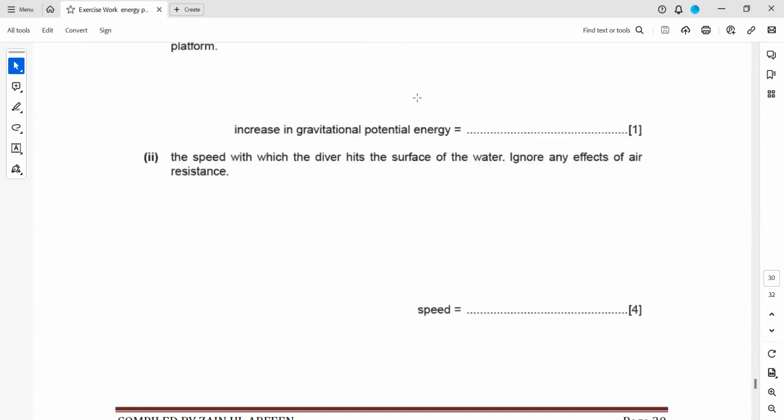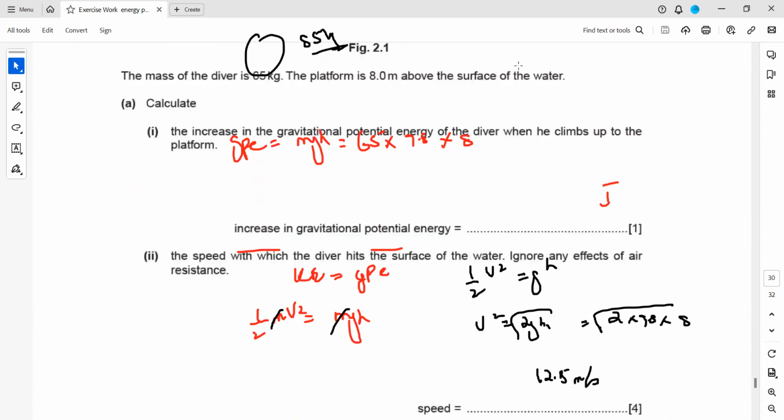Just check this value. I did not calculate. I'm just saying, this is 2 times 9.8 times 8, and take a root. Whatever answer you get, just write it here accordingly.